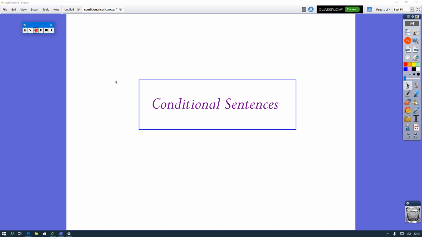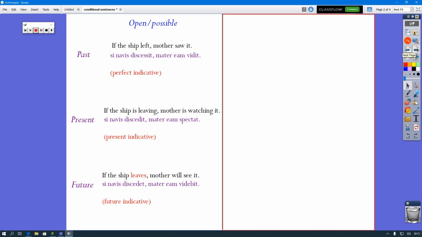This video is going to look at how we translate conditional sentences from Latin. Now you'll have noticed straight away that these are conditional sentences and not conditional clauses. The reason for that is that conditional sentences come in two halves.